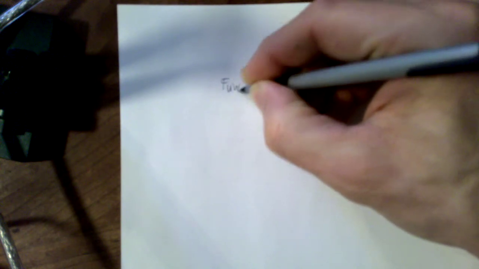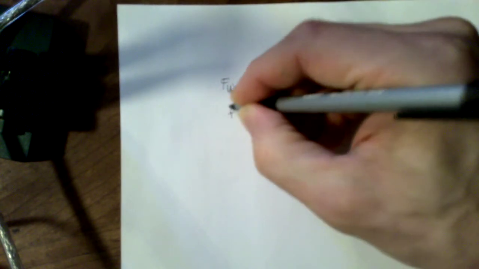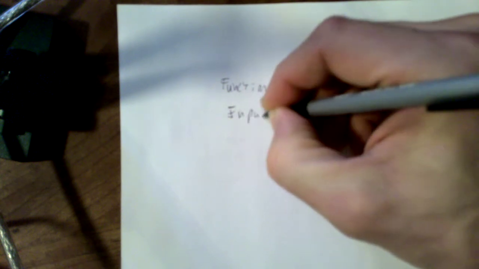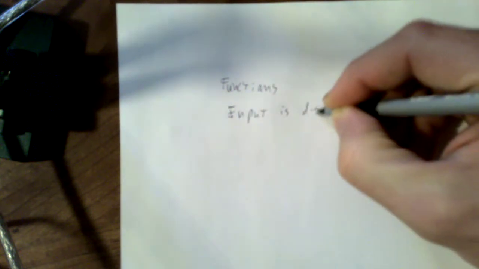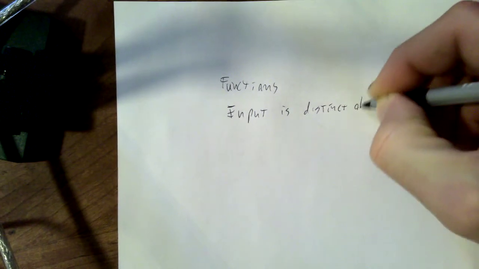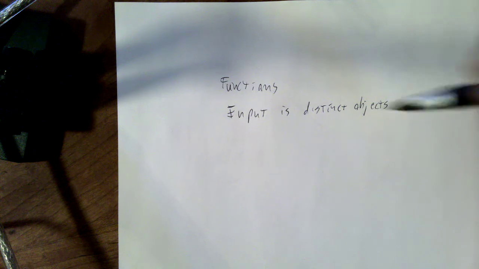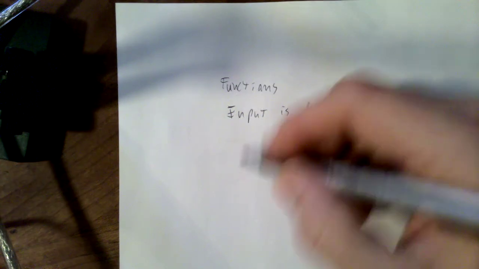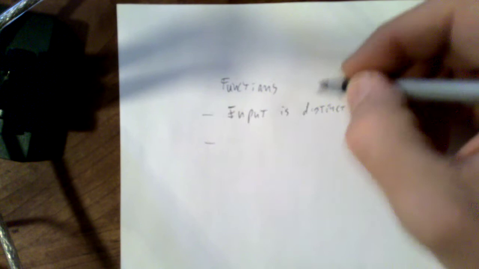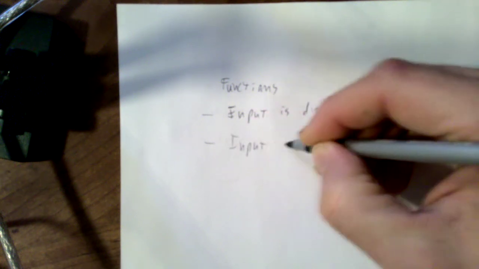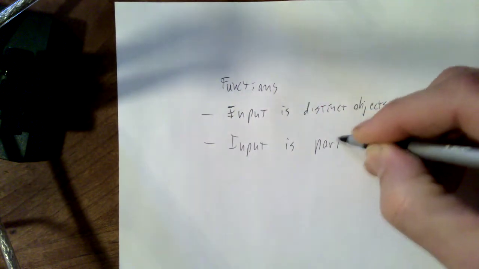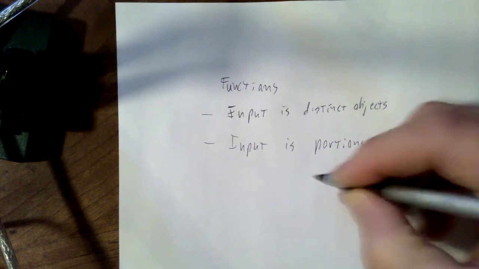But functions to begin with, we're going to think about two kinds initially, and that's functions where the input is distinct objects. And I'll have a couple examples on each of these, but they could be numbers or letters or words or whatever going into it, but we're just considering the inputs one by one. And the other type is where the input is portions of the real number line.